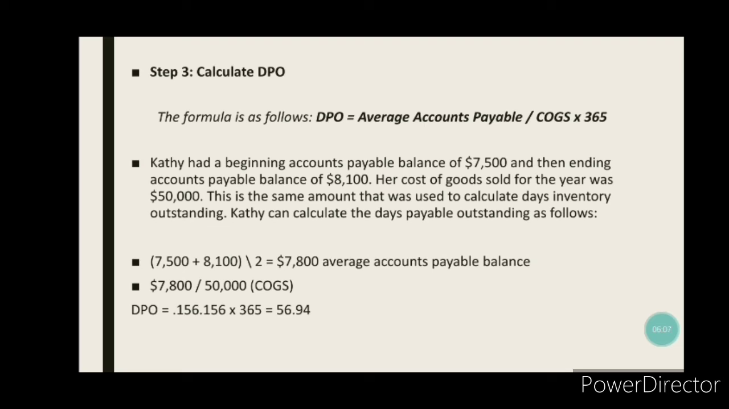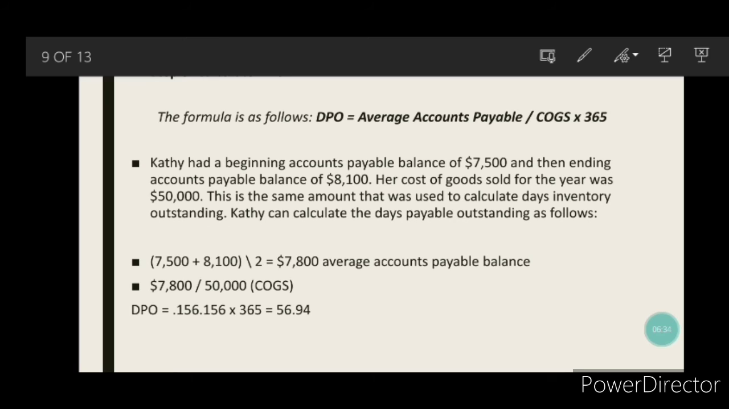Cathy had a beginning accounts payable balance of $7,500 and then ending accounts payable balance of $8,100. Her cost of goods sold for the year was $50,000. This is the same amount that was used to calculate days inventory outstanding. Cathy can calculate the days payable outstanding as follows. 7,500 plus 8,100 divide 2 is equal to 7,800. So, ito yung average accounts payable balance niya.